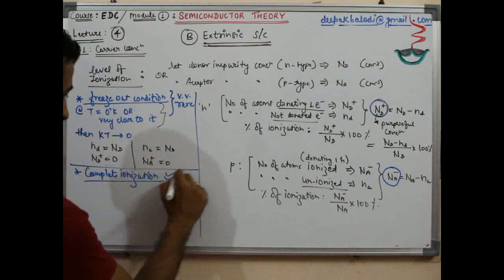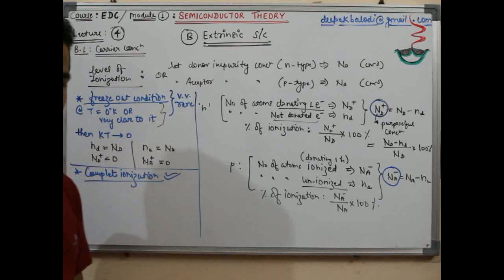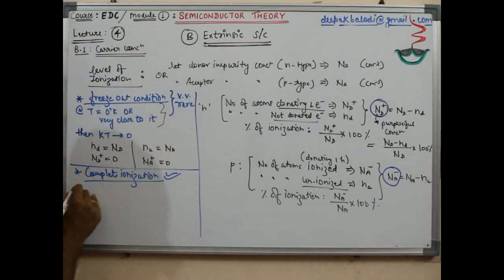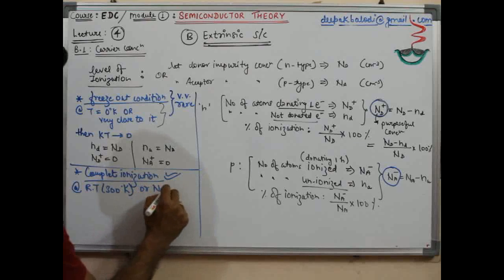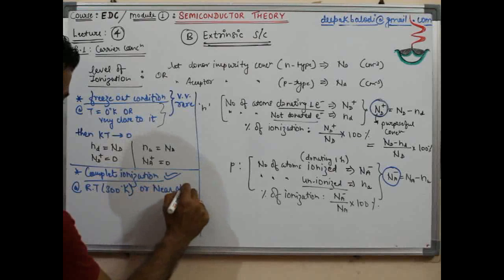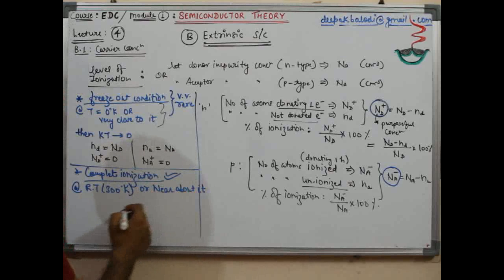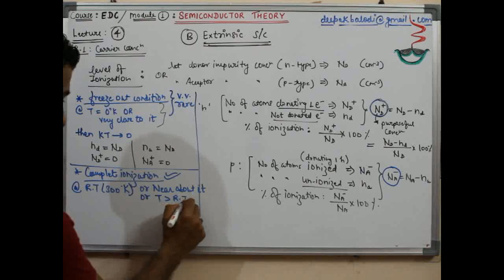This is the case which we are by default looking for. Every time in any numerical or any problem statement, we are by default assuming this case. And this case says that at room temperature or near about it, means not strictly near about it, or any temperature greater than room temperature.